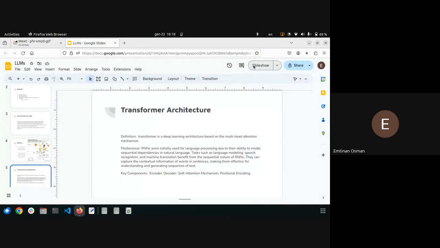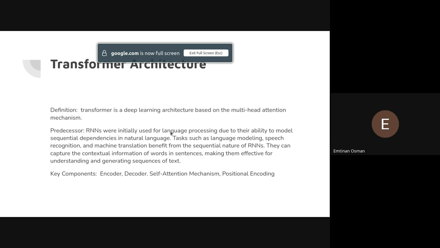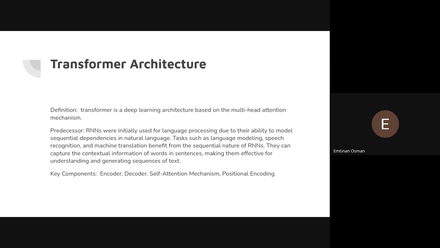Yes. All right, so I was talking about architecture, the transformer architecture, the one that is the base of LLMs. Of course, it's a deep learning architecture, a neural network basically, that is based on the attention mechanism. The transformer architecture came as a replacement, let's say, in its usage, for the recurrent neural networks, which were used for language processing before. Of course, they can still be used, but transformers are much better.